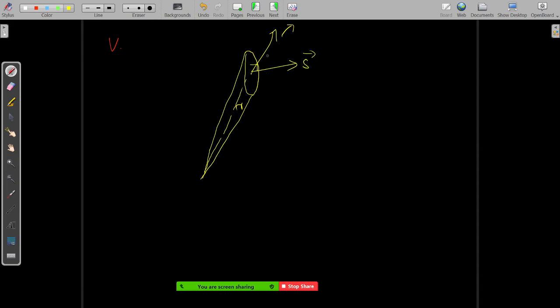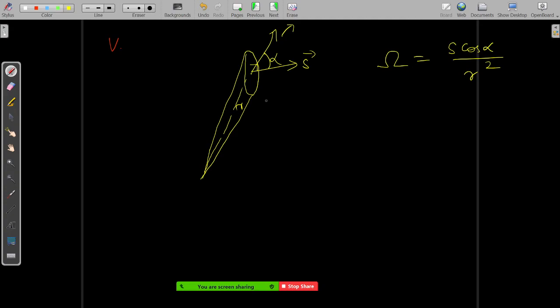Then in that case also, if it is making an angle alpha, your solid angle will be similarly delta s cos alpha by r square. Understood? So we want to basically take the projection of the surface area in that direction. So s cos alpha by r square. Understood?